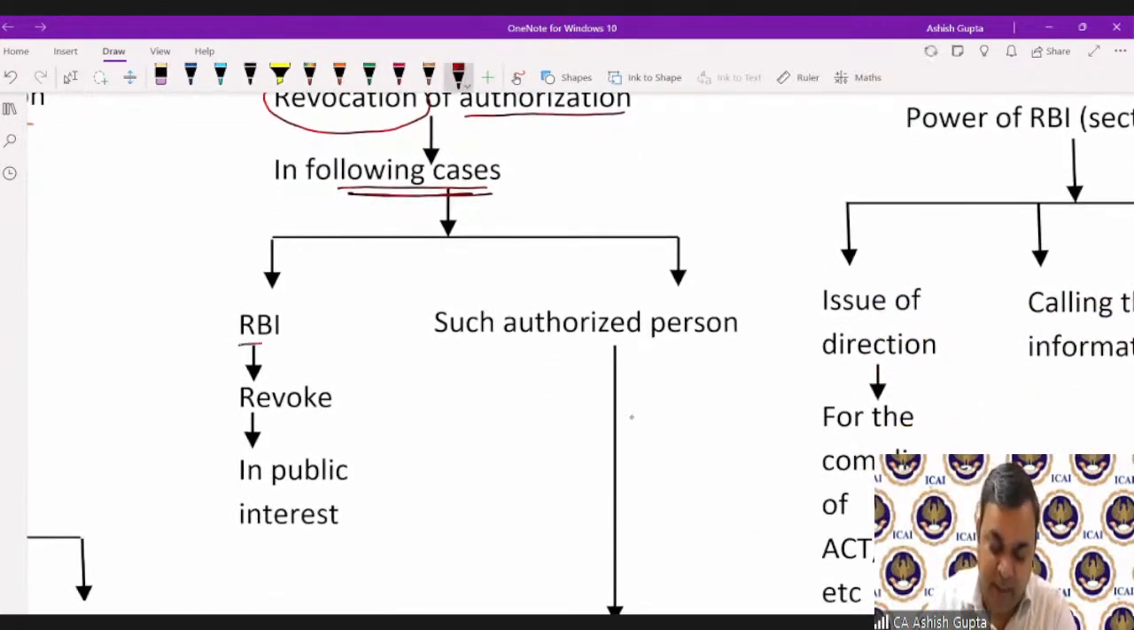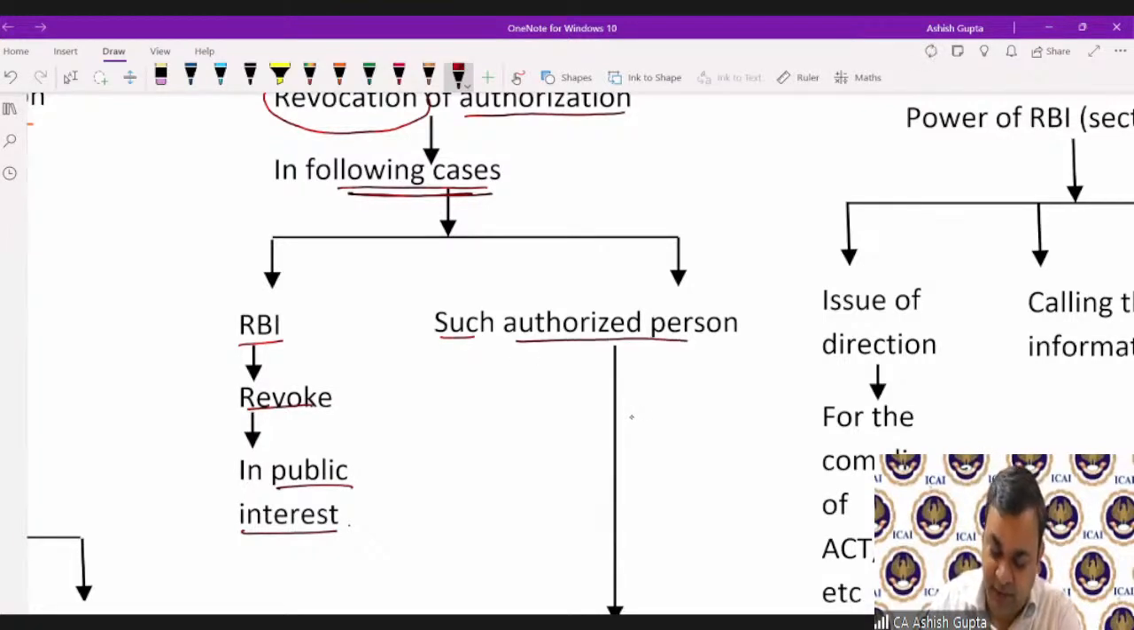First point, RBI can revoke that authorization in public interest. This is the first point, and this is the most basic point. You will find that type of point in the SEBI Act 1992 also, public interest. Okay.